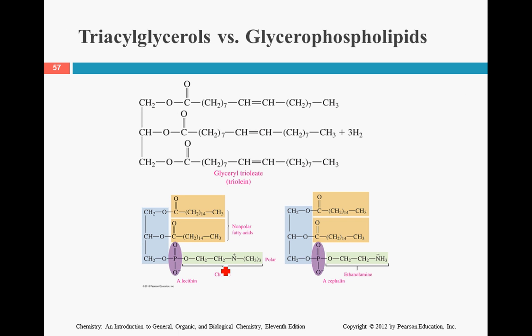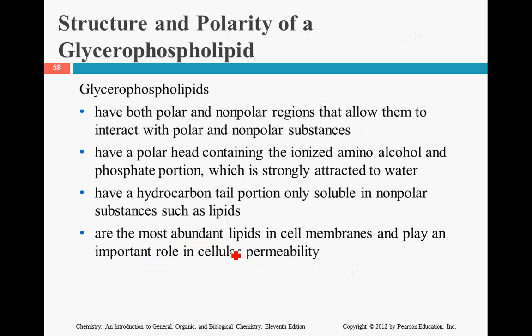If we look at a difference between trialkyl glycerols and glycerophospholipids, they both have the esters in the first two. But the bottom one has the ester, while the phospholipid has the phosphorus. And that's the only difference, and that difference makes a huge difference in the way it interacts in aqueous environments. So they have a polar and a nonpolar region. The polar is referred to as the polar head, and that's the thing that contains the amino alcohol and the phosphate. It is strongly attracted to water, which is really important for biological reasons. They also have a hydrocarbon tail, which is making that nonpolar, just like the other lipids.